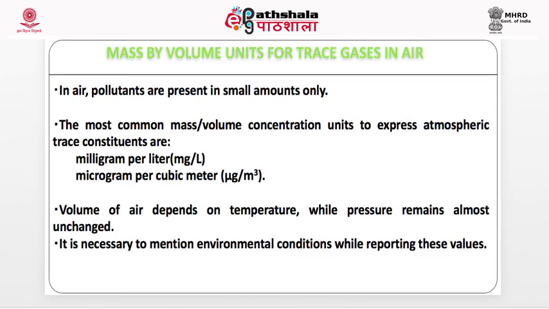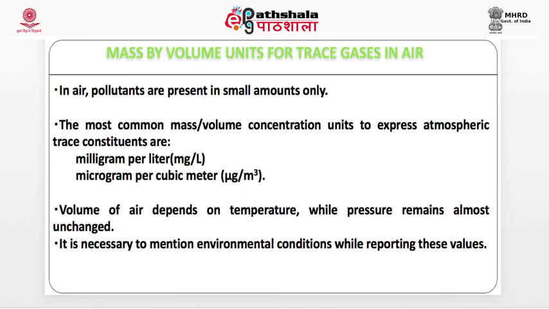Mass by volume unit for trace gases in air: microgram per meter cube. This is a frequently used unit. This is a very popular unit in atmospheric chemistry. In air, pollutants are found in small amounts only, and a frequently used unit to express such low concentrations is microgram per meter cube.